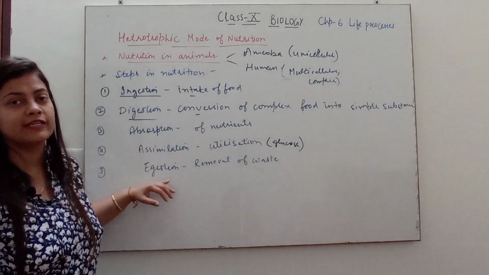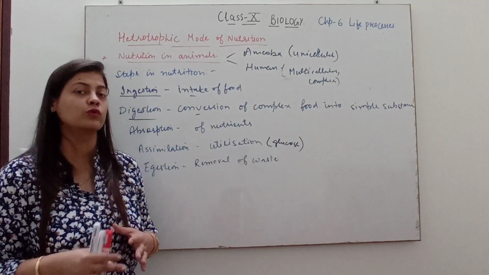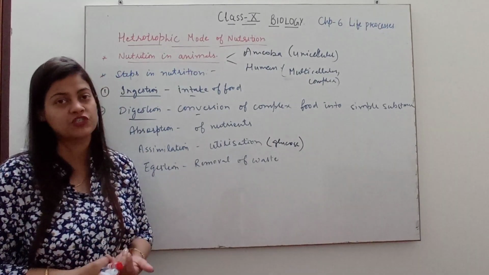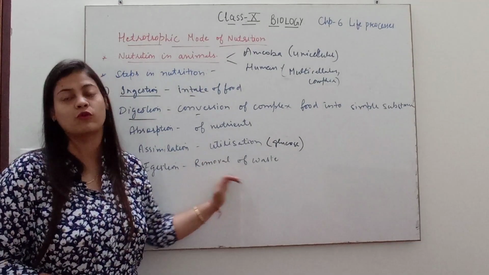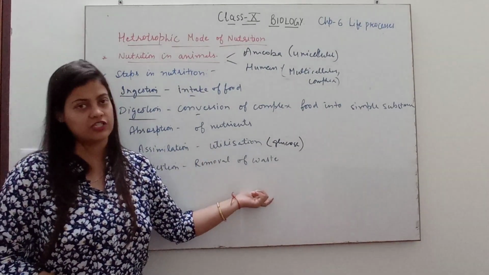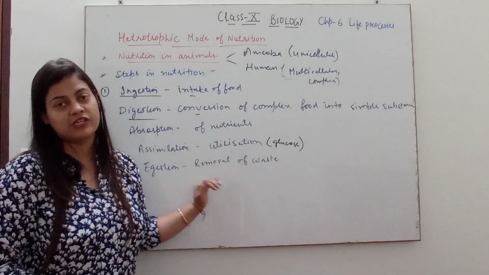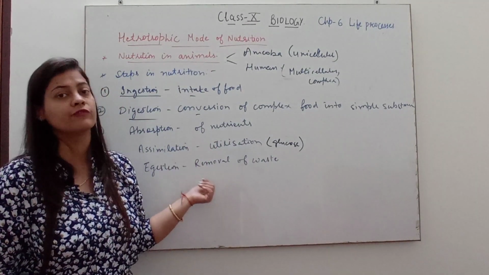And the next step is egestion. Egestion means removal of waste. So after eating, whatever food was helpful or beneficial was absorbed by the body, and the waste products will be released out from the body. That process is called removal of waste, or egestion. So these are the common steps in all the organisms showing heterotrophic mode of nutrition.